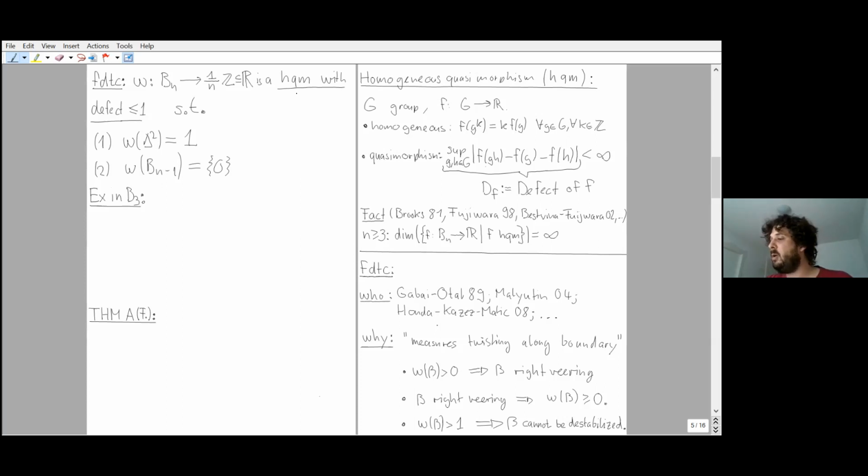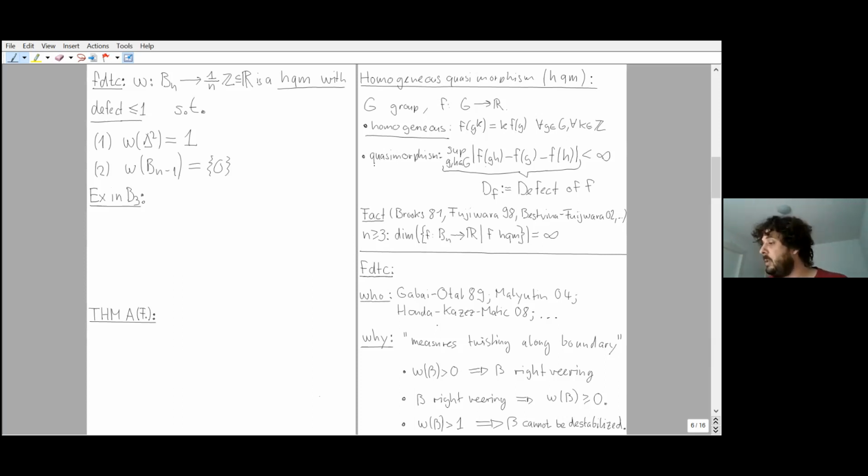Now let's go back to this homogeneous quasimorphism business. And I just tell you generally what this means for a group. So if you have a group, if you have a map from a group to R, you call it a homogeneous map if it's a group homomorphism on cyclic subgroups of the group. So if you have G to the K, you want this to be equal to K times F of G, for any group element G and any K in Z.